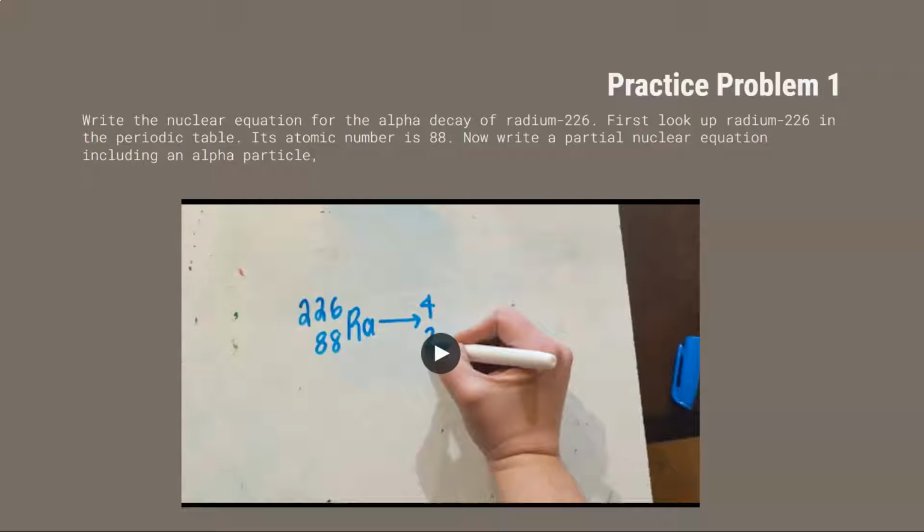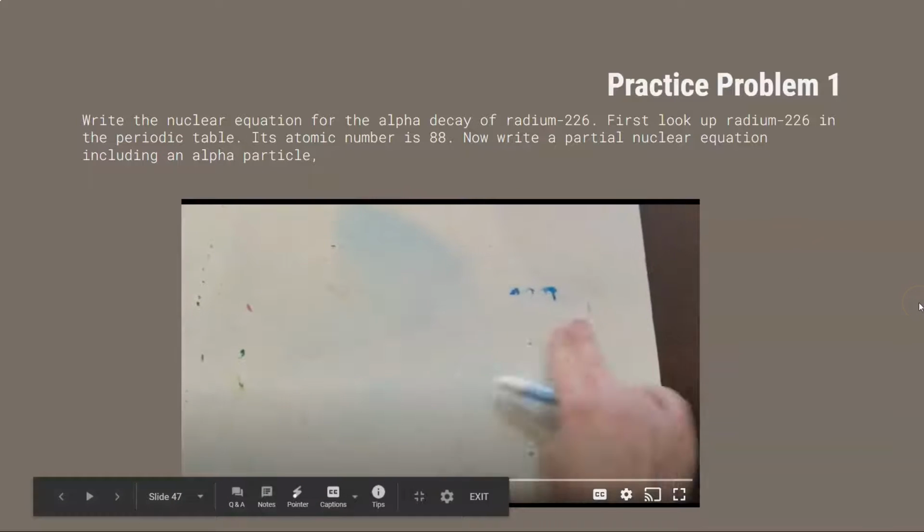Hello, ladies and gentlemen, and welcome to our fission practice problem. We're going to talk about how to do a fission reaction using alpha decay. The first thing you're going to do is start. I'm going to play this video as we go.